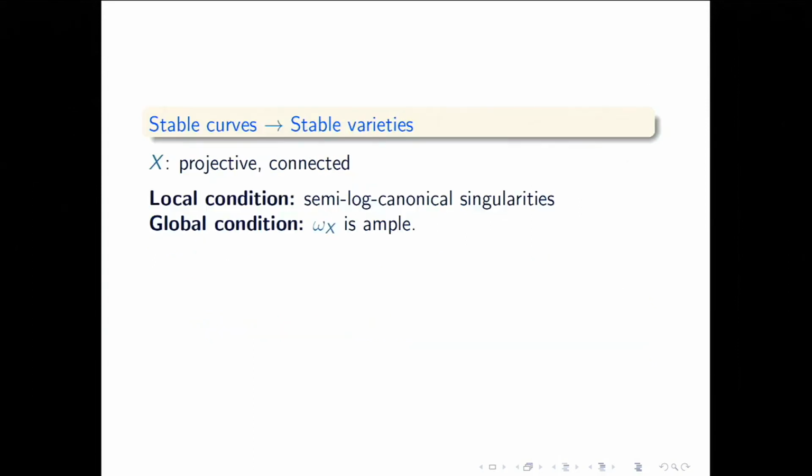And so now then, the same as for stable curves, we had a local and a global condition. Again, here we have this condition, the local condition, that it should have only semi-log canonical singularities. And the global condition is that omega X be ample.